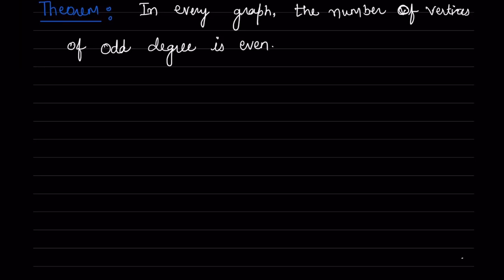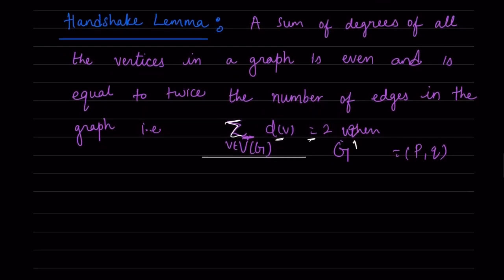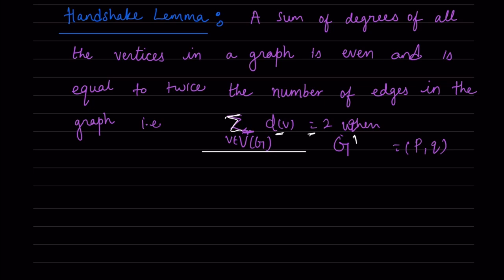Hello everyone. In this lecture, I will discuss the applications of the handshake lemma. In the previous lecture, we saw the handshake lemma. What was the handshake lemma? The sum of the degrees of all the vertices in a graph is even and is equal to twice the number of edges in that graph.